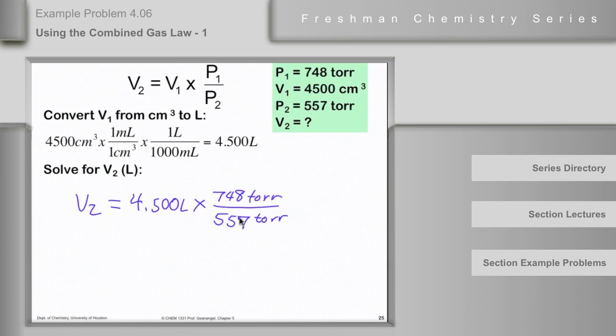And as we look at this, this fraction here is going to be larger than 1, which means that V2 is going to be greater than V1. Makes sense. If you decrease the pressure, the volume's going to go up. Okay? And when I did the arithmetic, I got 6.04 liters.